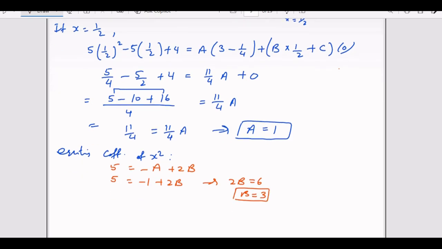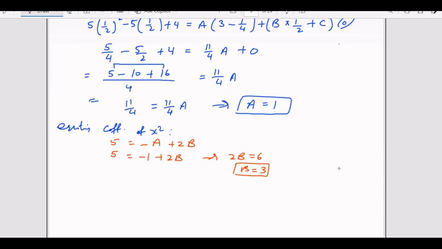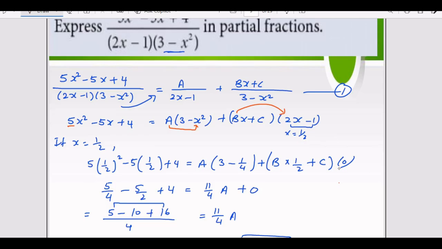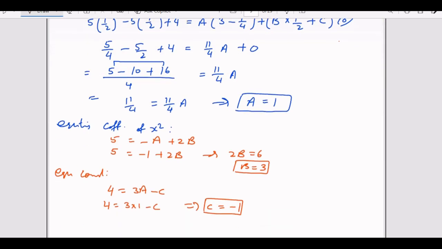Now we are left with c. Similarly, we can equate the constant terms. When you equate constants, we get 4 equals 3a − c, and with the value of a, we have 3 times 1 minus c. So c is going to be equal to −1. So we got the values of a, b and c. We will substitute in equation 1 here, then we will get the final answer, right?